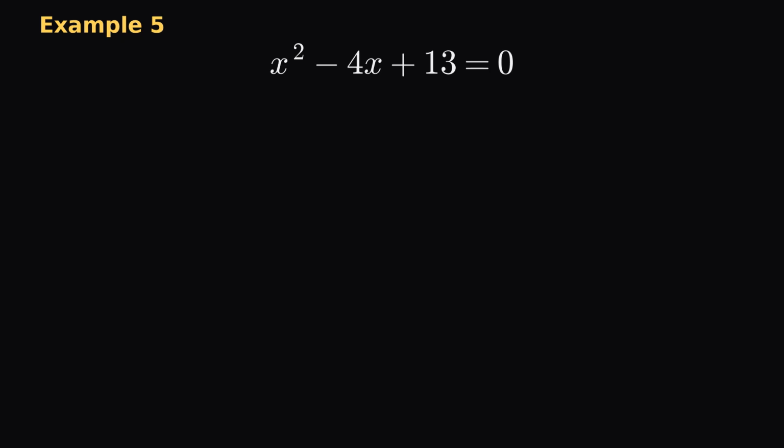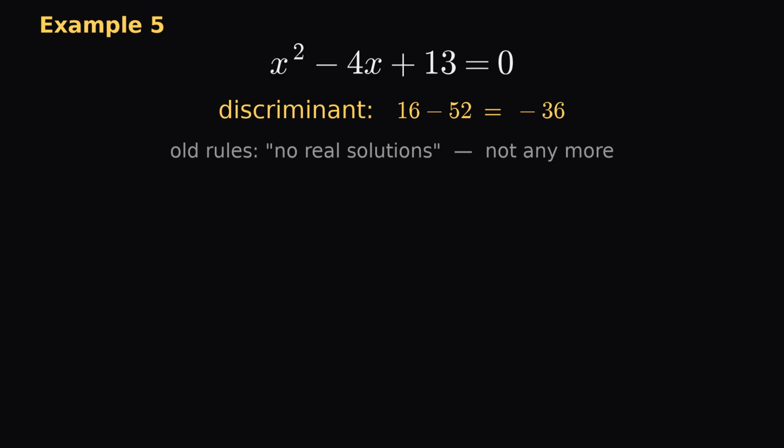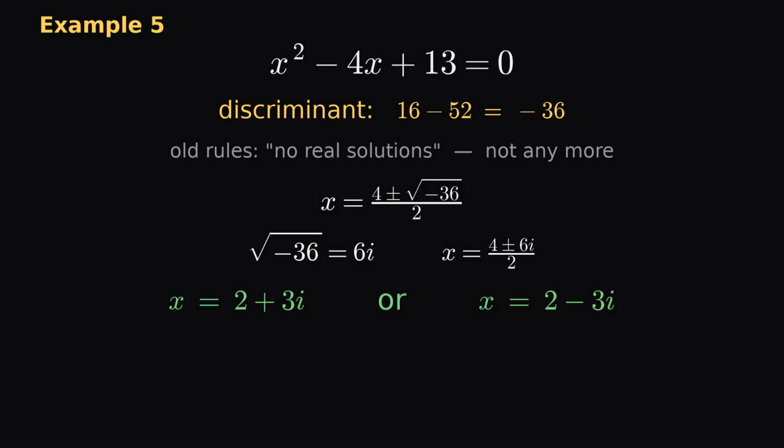Last one. Solve x squared minus 4x plus 13 equals 0. Check the discriminant first. 16 minus 52, minus 36, negative. Under the old rules, you'd stop right here and write no real solutions. Not anymore. Quadratic formula. 4 plus or minus the square root of minus 36 over 2. Root minus 36 is 6i, so 4 plus or minus 6i over 2. Divide through. 2 plus or minus 3i.